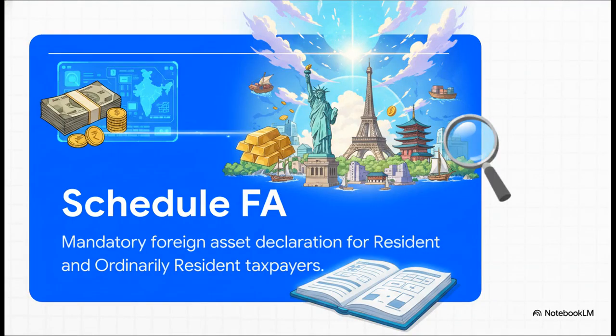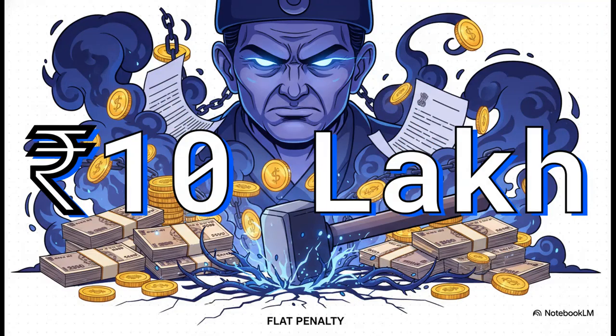Okay, let's dive right into this. Schedule FA is the mandatory foreign asset declaration section in your tax return. The exact second your tax status changes to resident and ordinarily resident, or ROR, reporting your global wealth becomes an absolute, unavoidable legal requirement. And what happens if you skip it?